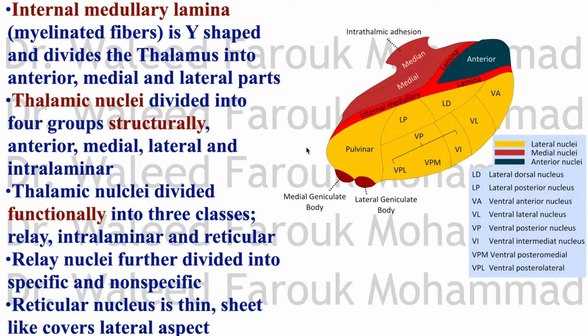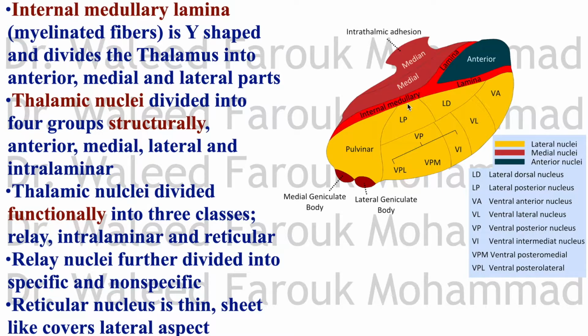The internal medullary lamina, this red one, is made of white, myelinated fibers, and is Y-shaped. It divides the thalamus into anterior, medial, and lateral parts. Thalamic nuclei are structurally divided into anterior, medial, and lateral, and intralaminar, inside the lamina itself.